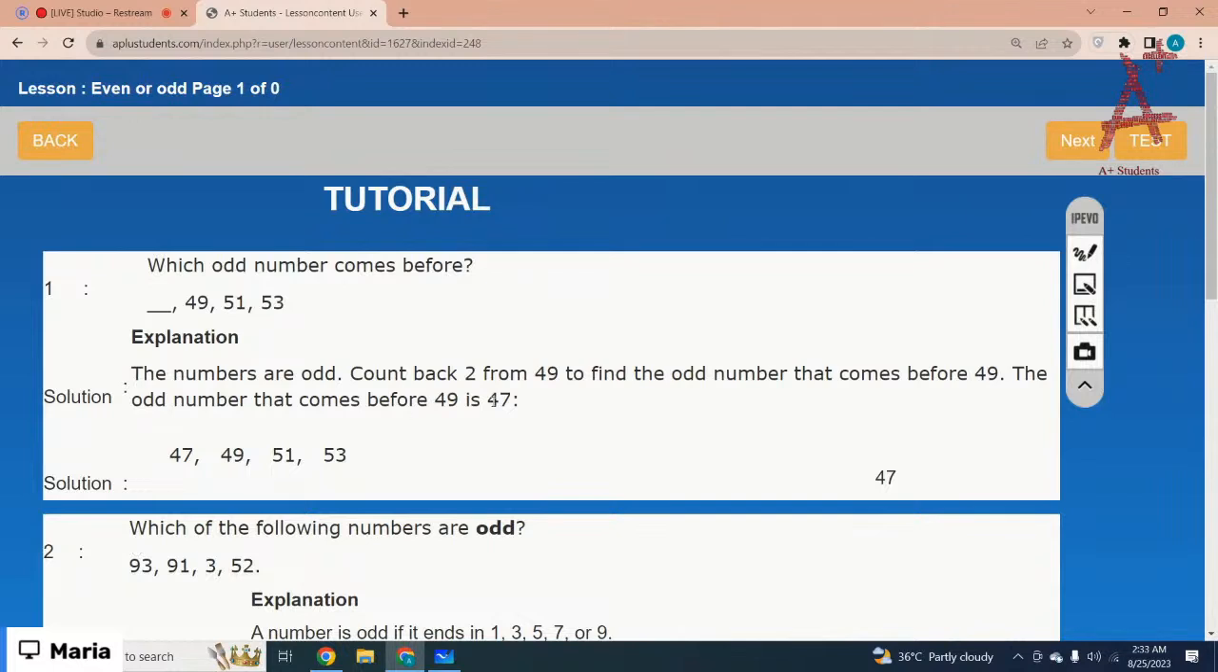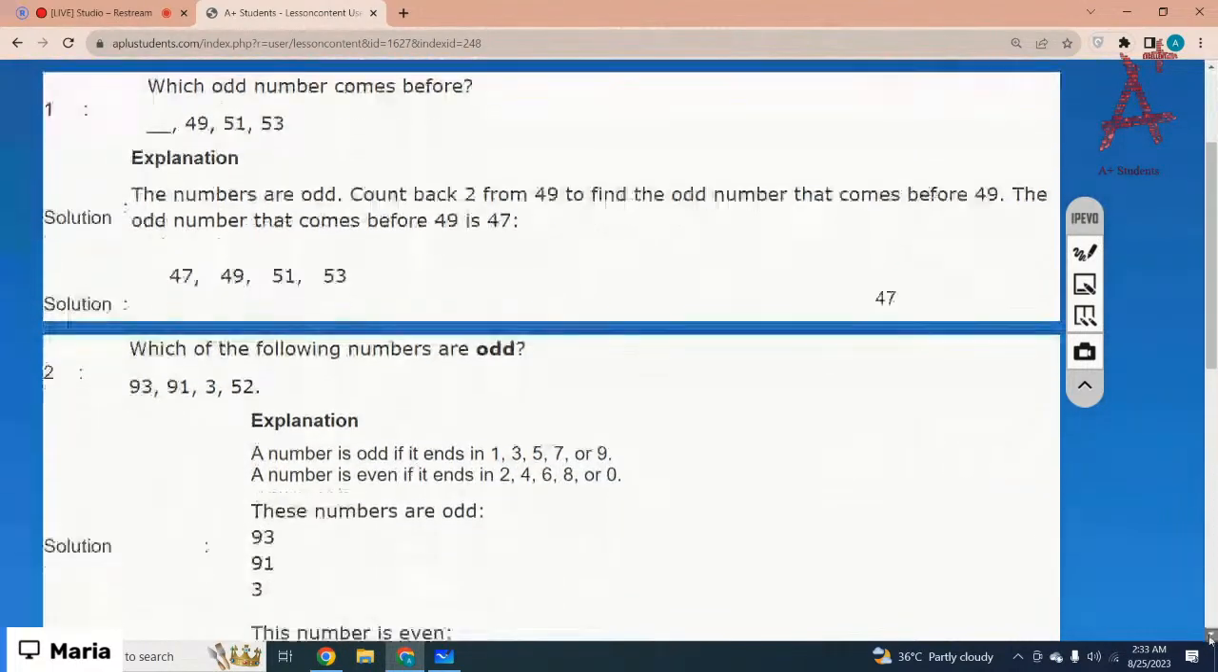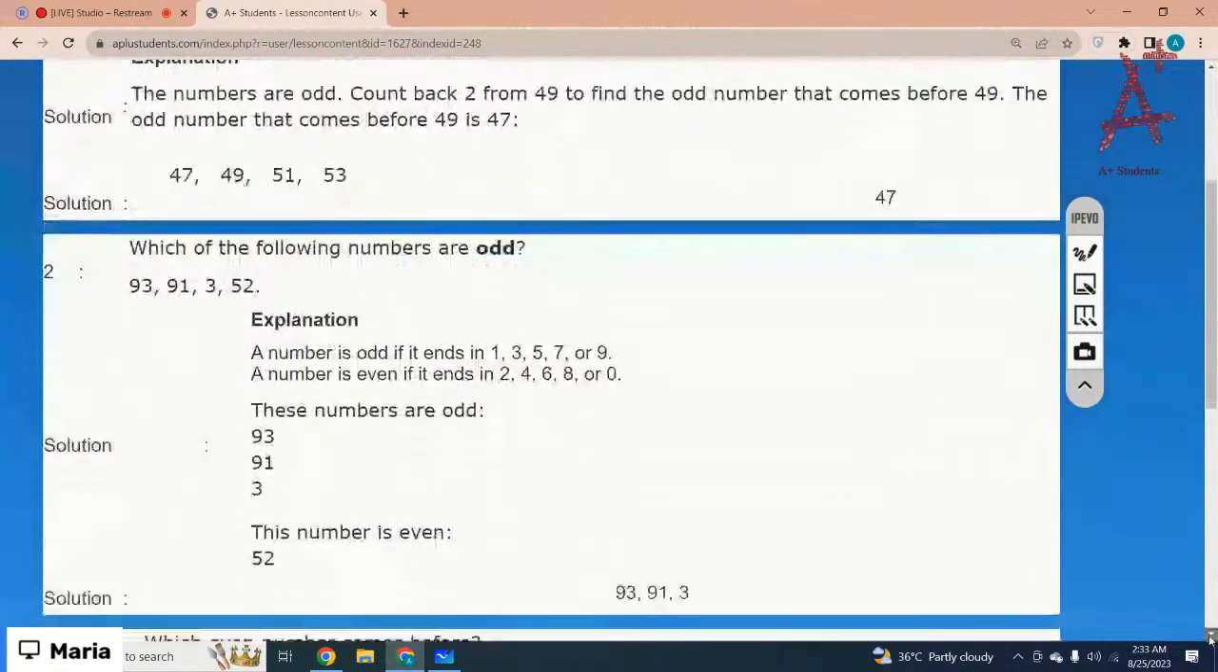Which of the following numbers are odd? So, you are given the numbers, you have to see which one is odd. Odd numbers are the ones that cannot be divisible by 2, or they have 1, 3, 5, 7, and 9 on their ones place, right?